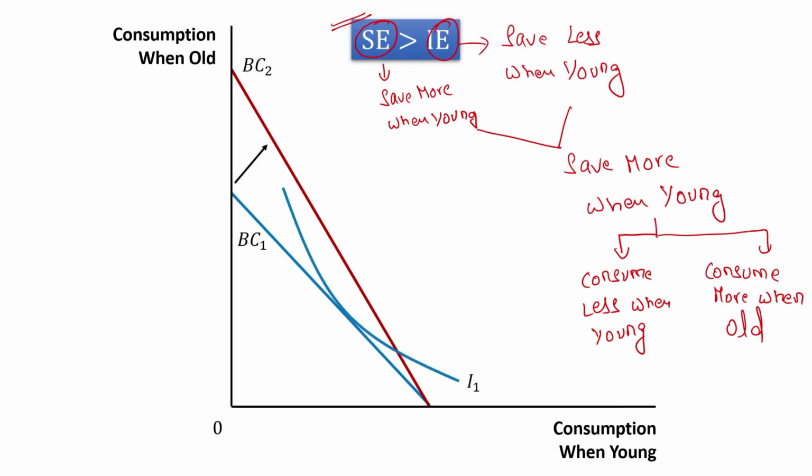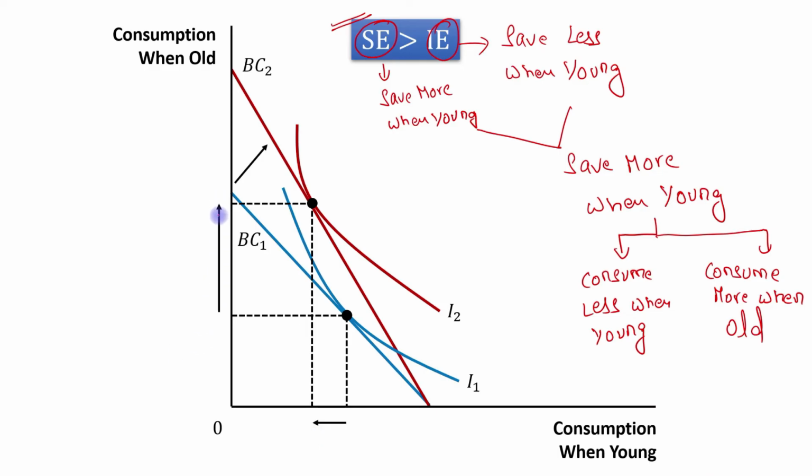so this is the initial situation, initial indifference curve I1. This is the consumption. So this is our initial situation. Now if the substitution effect is greater than the income effect, then we will draw this indifference curve I2. So as you can see, consume less when young and consume more when old. Here I can also write it as save less when young. Sorry, I think I should write it as save more when young.